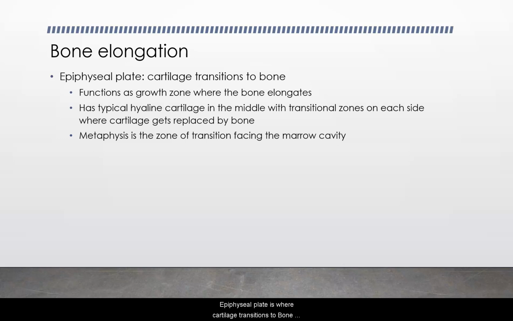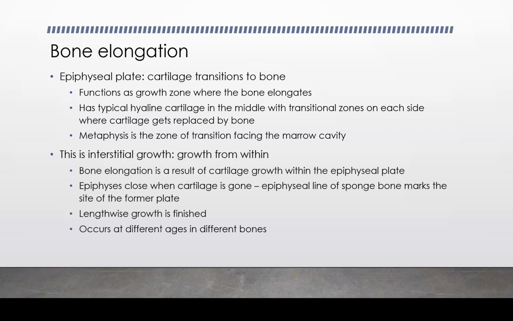The epiphyseal plate is where cartilage transitions to bone. Again, it functions as the growth zone where the bone gets longer. It has typical hyaline cartilage in the middle with transitional zones on each side where the cartilage will get replaced by bone. The metaphysis is the zone of transition facing the marrow cavity.